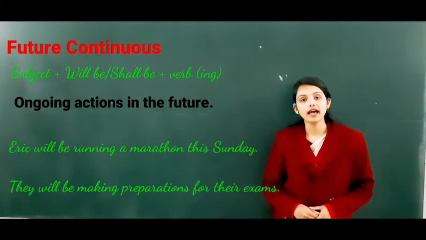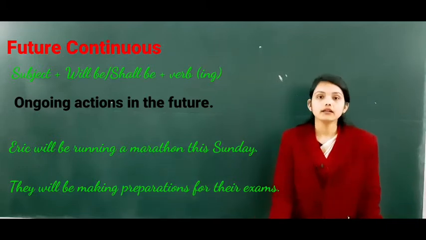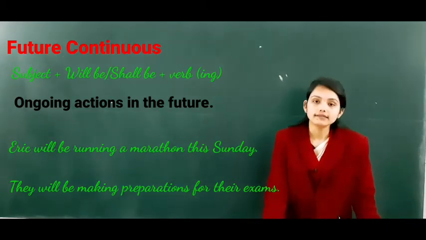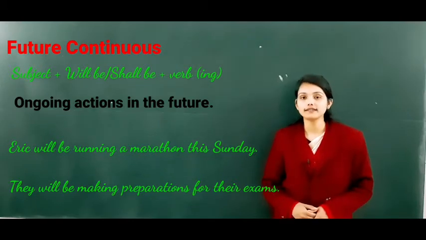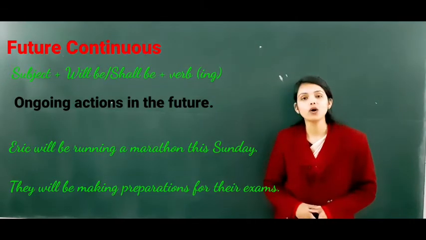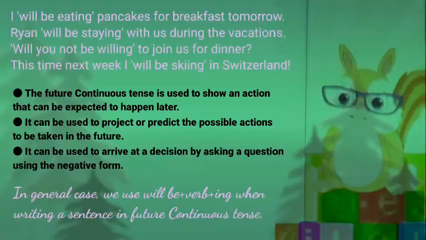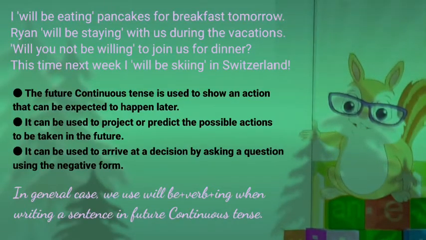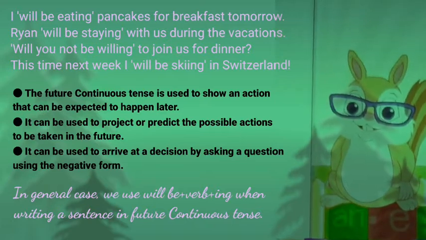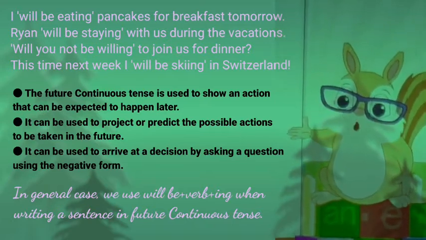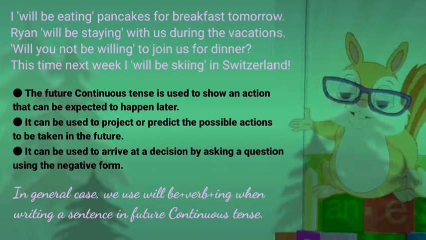For example, Eric will be running a marathon this Sunday. Another example is they will be making preparations for their exams. So this is an ongoing action in the future. Future continuous tense. What is the rule of future continuous tense? Subject with will be or shall be plus ing form with the verb.